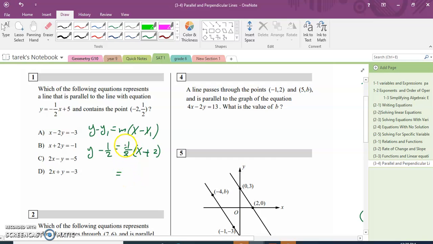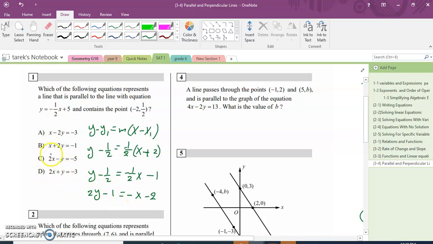Can we simplify this equation? Multiplying negative half times x gives negative half x. Negative half times 2 equals negative 1, because the 2 cancels the 2. And here you still have y minus half. If you multiply the whole equation by 2, the y times 2 will be 2y, the half times 2 equals 1, the negative half x times 2 will be negative x, and negative 1 times 2 equals negative 2. I want to get this equation in the form of one of these options.